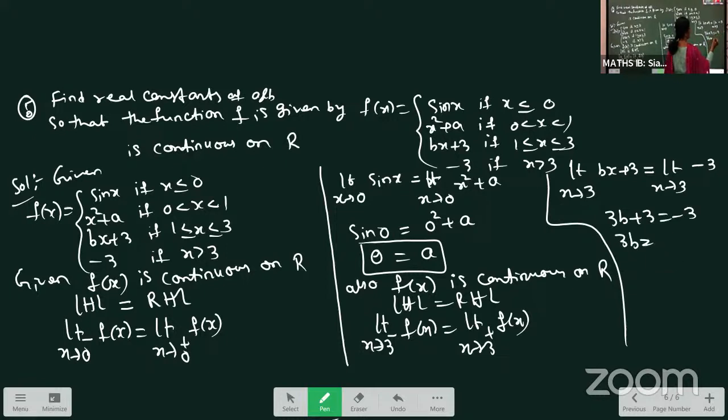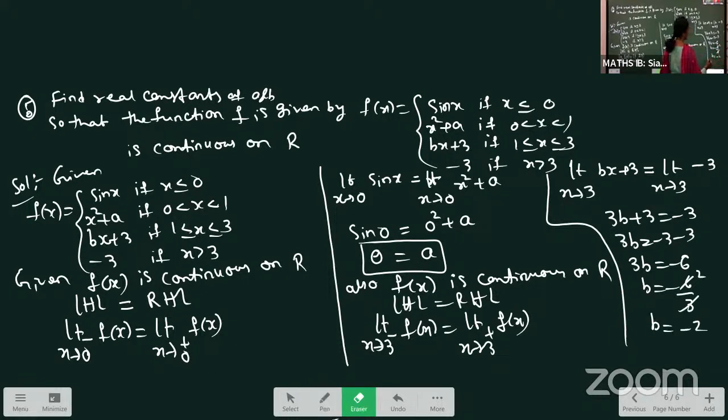3b is equal to minus 3 minus 3. 3b is equal to minus 6. b is equal to minus 6 by 3. 3 ones are 3, 3 twos are 6. So we got b is equal to minus 2. So overall conclusion: a is equal to 0 and b is equal to minus 2. This is the final answer.